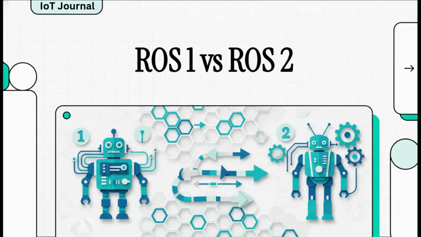Welcome to this explainer. If you've ever found yourself wondering how the intelligent robots of tomorrow are actually being built today, you are in exactly the right place. Today we're walking through a complete, beginner-friendly guide to literally the biggest shift in robotics software history. We're talking about the massive transition from ROS 1 to ROS 2.